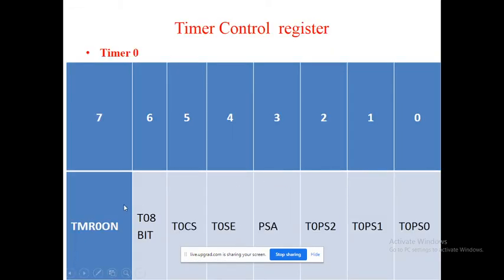According to that number, initially the timer is off, meaning this bit is 0. I am interested in a 16-bit timer, that's why this bit is also 0. Clock source, internal clock source, this bit is 0. Next one is clock rising edge, this bit is 0. PSA, we are interested in prescaling, that's why this bit is 0. And I want to divide the frequency by 2, meaning all these bits are 0 0 0. According to that, I calculate the number and place it into the timer control register, that is 0 0 0 0 0 0 0 0.